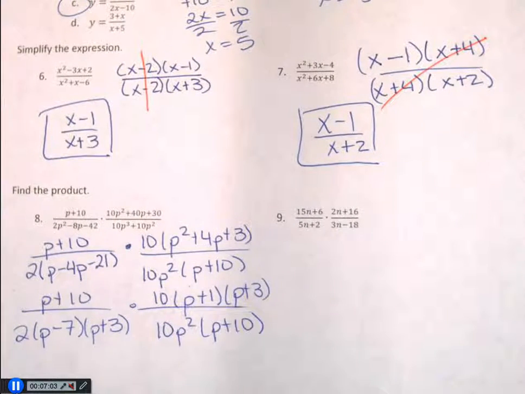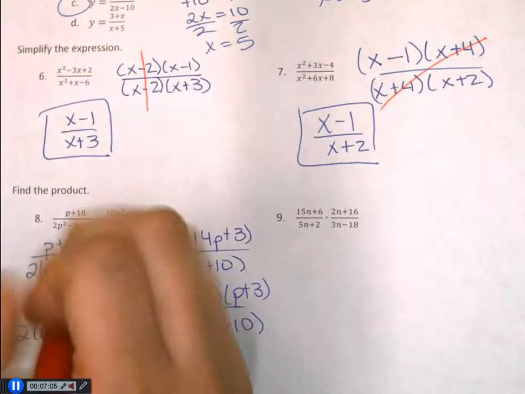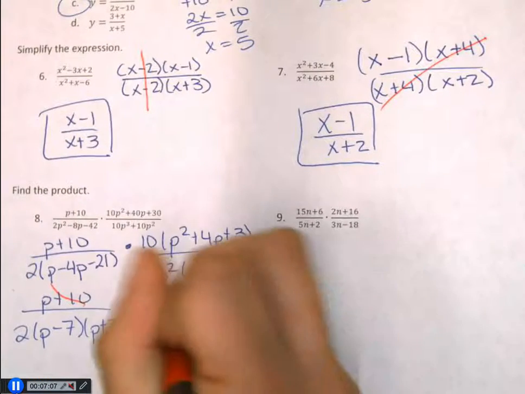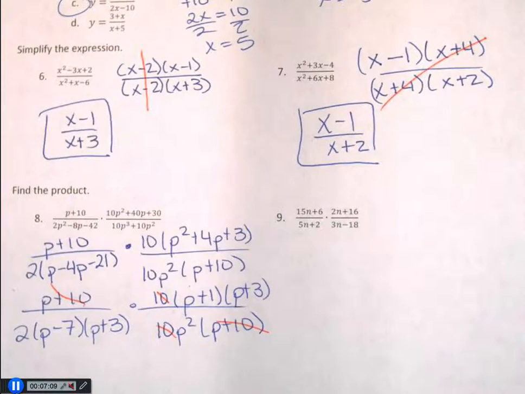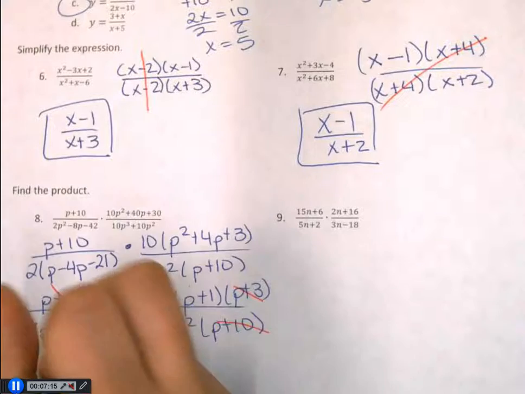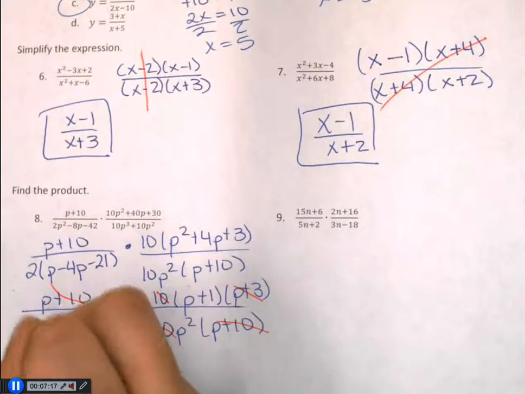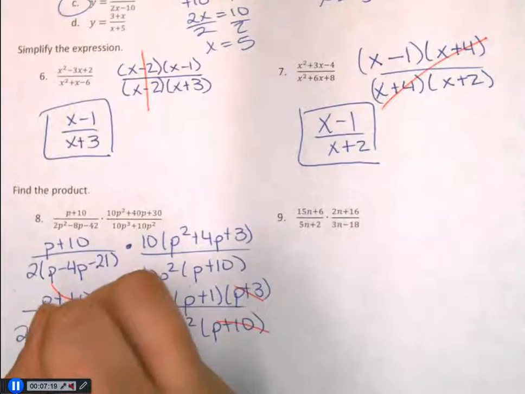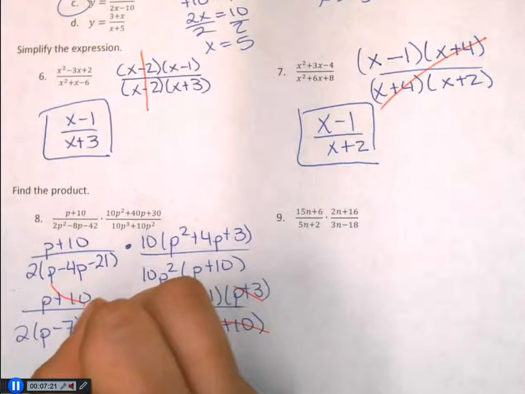Okay, so then I'm looking for what I can cancel out. I have a p plus 10 on the top and bottom. I have a 10 on the top and bottom. I do not have a p plus 1 on the bottom. I have a p plus 3 on the top and bottom, and then I'm left with p plus 1 on the top, and then 2, p squared, and then p minus 7 on the bottom.